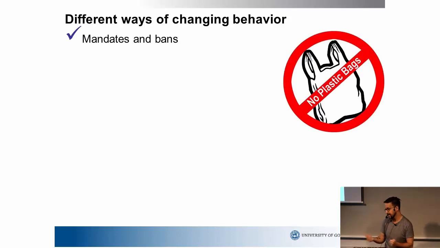The first one is that we simply tell people what to do and what not to do. And I'm going to call that mandates and bans. Okay? So you are not allowed to use a plastic bag. You cannot drive your car here, etc. You cannot use that type of medicine, etc.